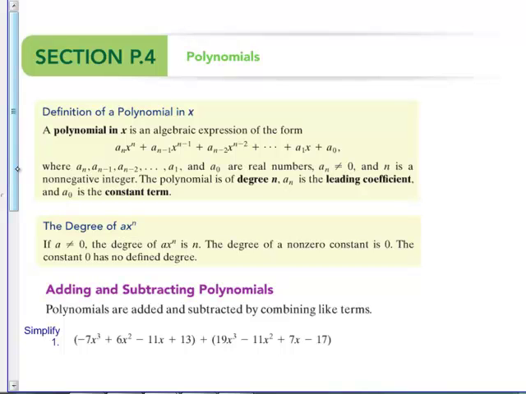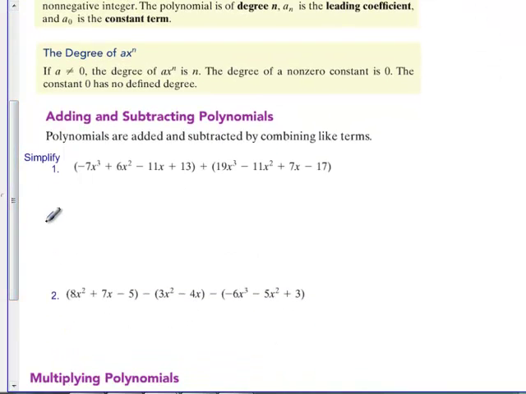Whenever you're adding and subtracting polynomials, adding is super easy. So all you're going to do is combine like terms. So negative 7x cubed and 19x cubed is going to end up giving us positive 12x cubed. And then we have the 6x squared, negative 11x squared, minus 5x squared. Negative 11x plus 7x.